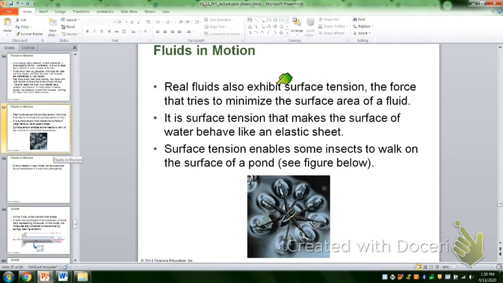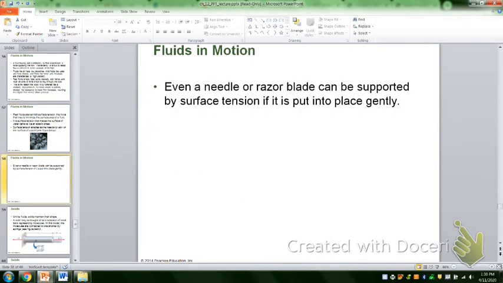Real fluids also exhibit surface tension, which is the force that tries to minimize the surface area of a fluid. It's surface tension that makes the surface of water behave like an elastic sheet. Surface tension enables some insects to walk on the surface of a pond, as seen below in this picture. Even a needle or a razor blade can be supported by surface tension if it is put into place very, very gently. And of course, some fluids would be easier to do that on than others, right? And the weight of the object would make a difference as well.